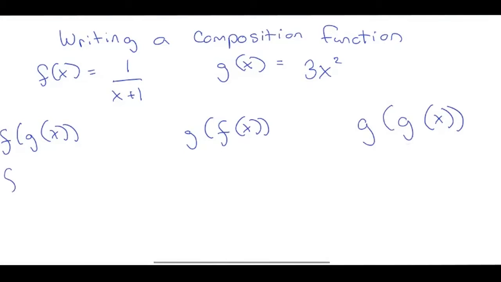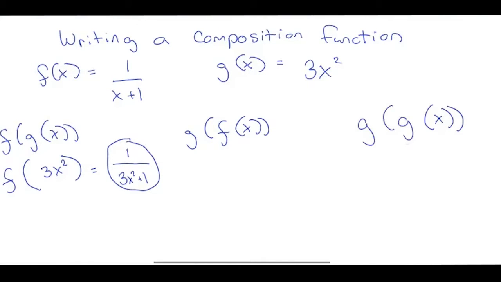So I'm going to do f of g of x. Well, what's g of x? G of x is 3x squared. All right. Then I'm going to look and see that f of x is 1 over x plus 1. Well, every time there's an x, I'm going to replace that with a 3x squared. Okay. So it's going to be 1 over 3x squared plus 1. And that is f of g of x.